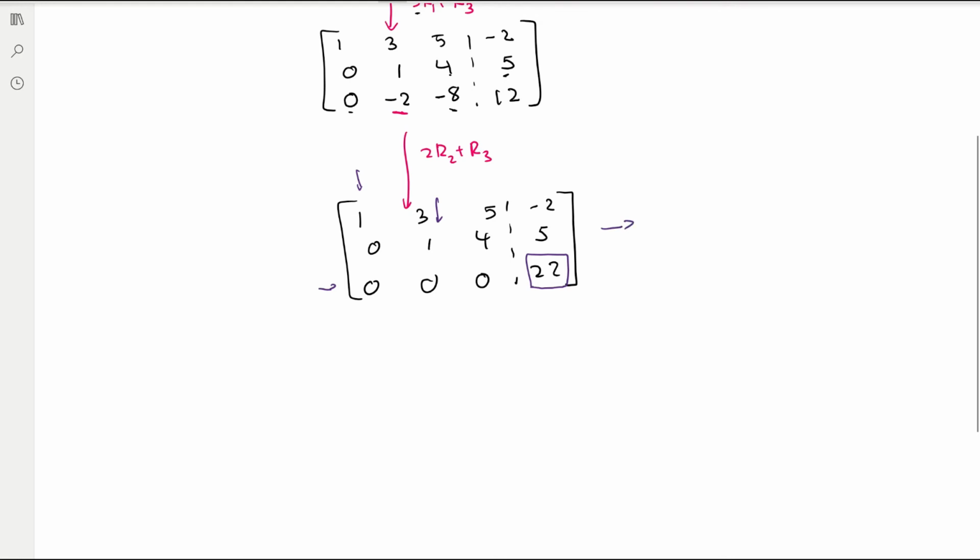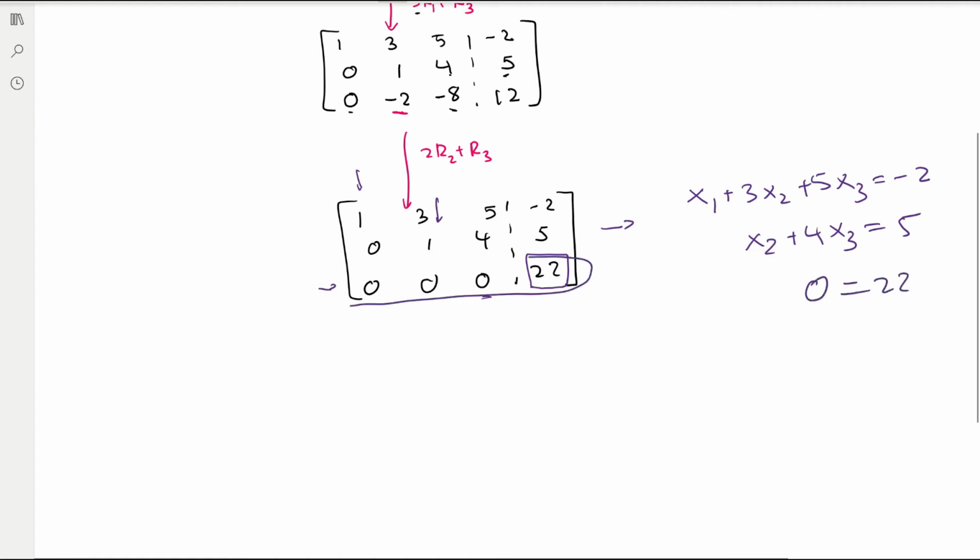If we try to do that, we can write this system in equation form. So it's going to be x1 plus 3x2 plus 5x3 is equal to -2, and then x2 plus 4x3 is equal to 5. That's from the second row. And the third row, you can see it's zeros. So here I'm going to write 0x3 is equal to 22. What this means is that 0 is equal to 22 based on this third row.